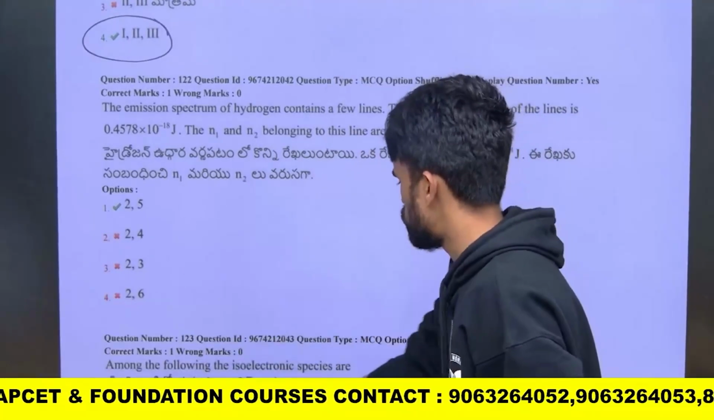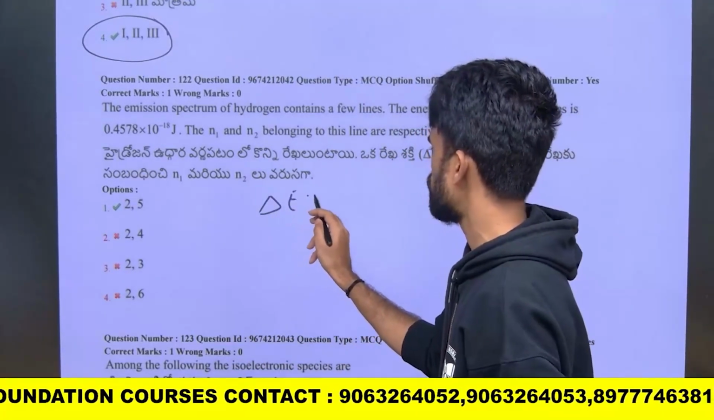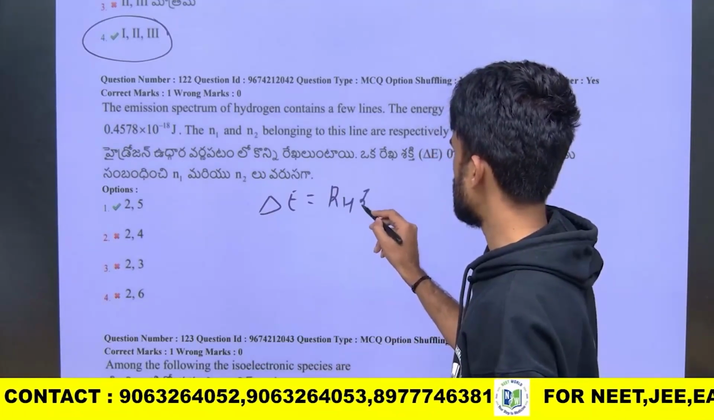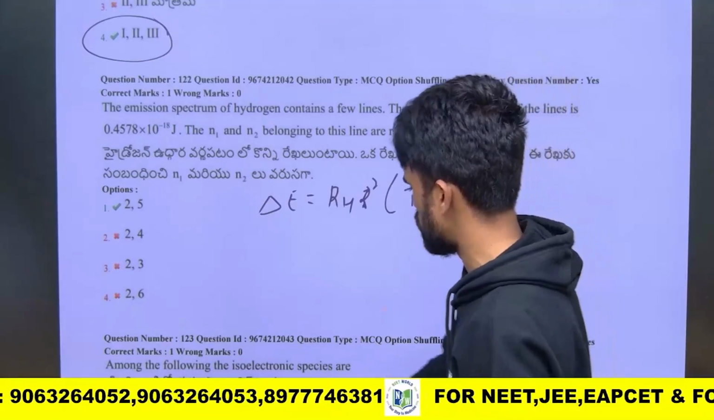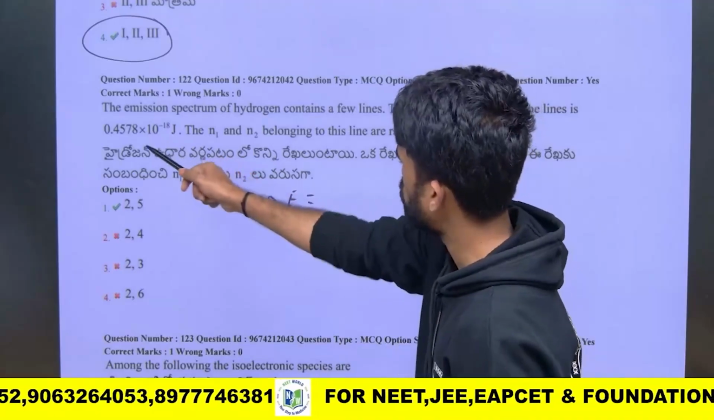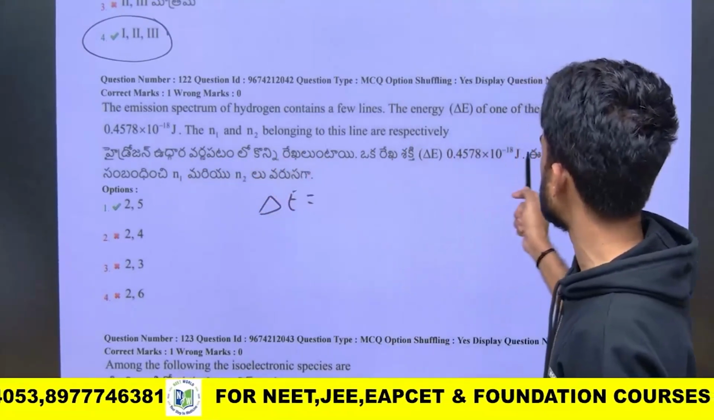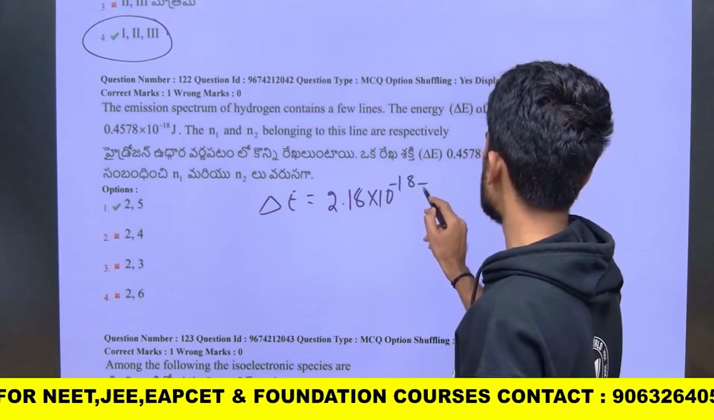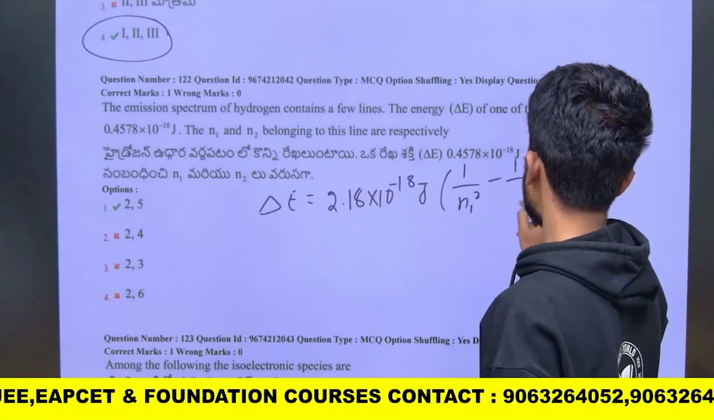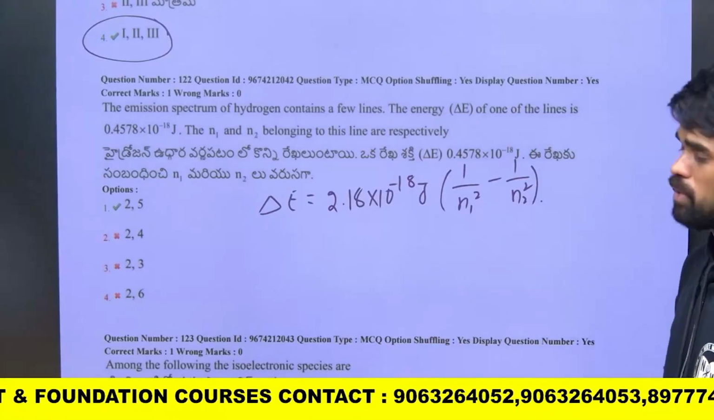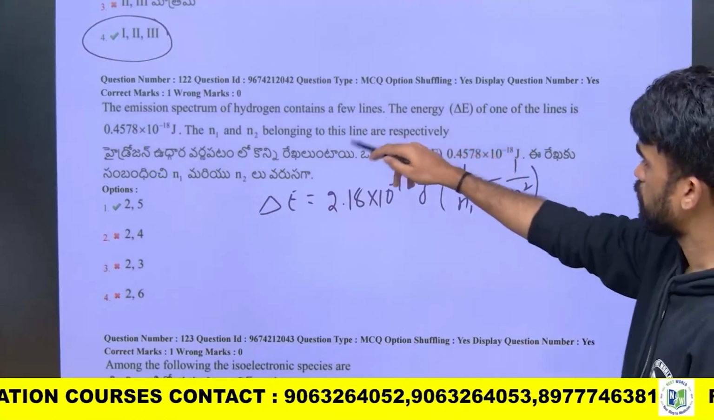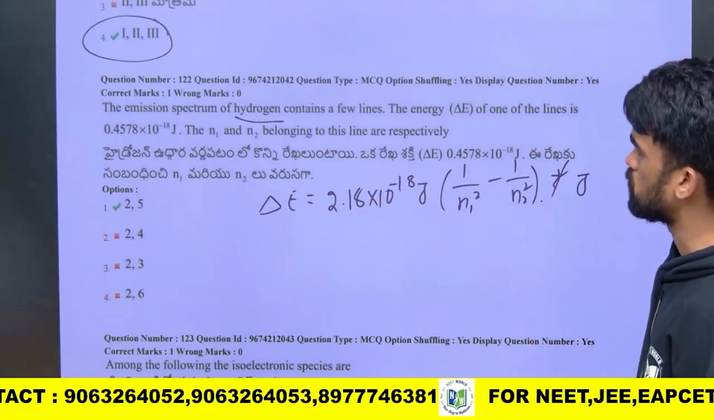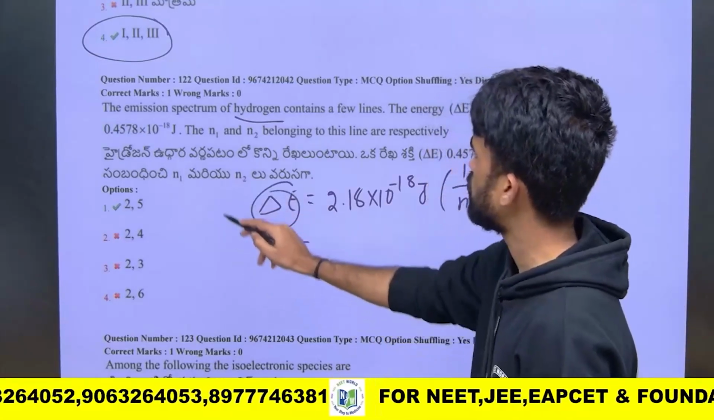So we have delta E, the energy difference, equals RH Z square into 1 by n1 square minus 1 by n2 square. I will write it in terms of joules, because they mentioned everything in joules, so you have to take joules. So I am taking 2.18 into 10 power minus 18 joules, into 1 by n1 square minus 1 by n2 square. This is a formula you can use here. Here Z is 1 for the hydrogen atom, so Z square will be 1 only, so we are neglecting that.